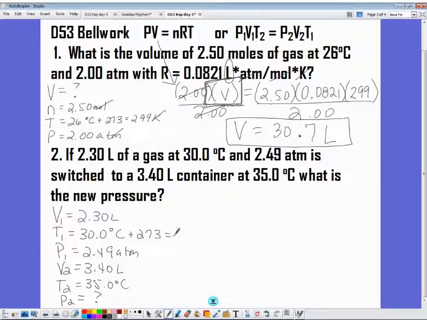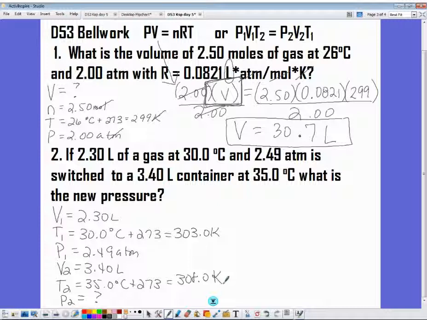And I don't worry about this cutoff number. I go to the decimal place here, 1 decimal place. So that's 303.0 K. And this one down here, plus 273, is 308.0 K. Yes? Okay, so now I need to cancel out units.